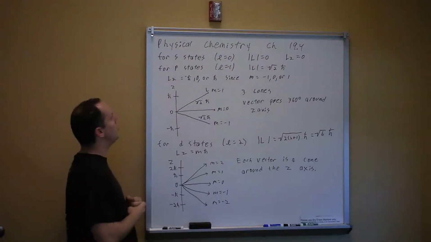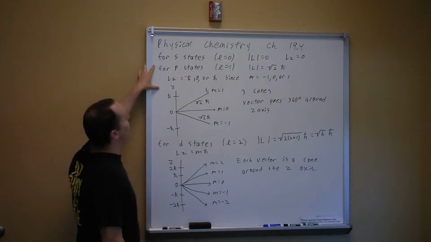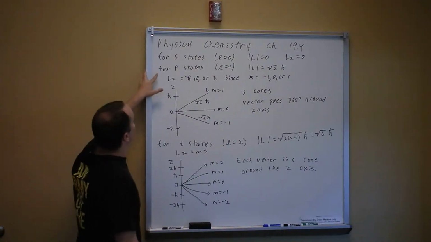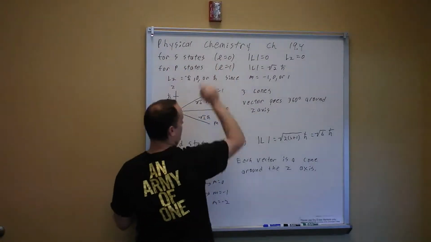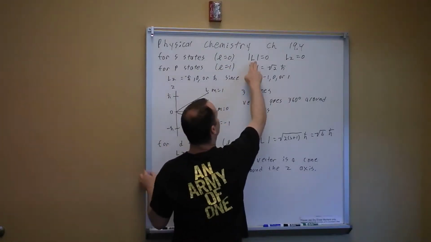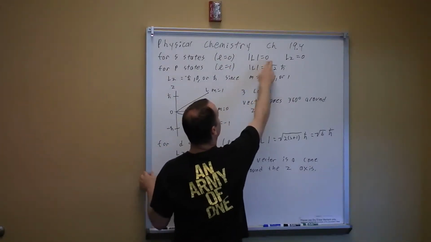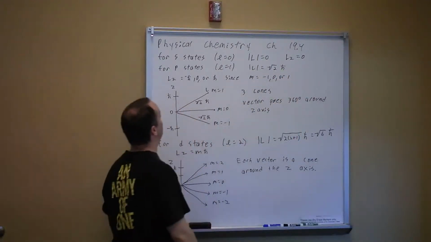Continuing on physical chemistry, chapter 19, we're still in section 4. So we're still talking about the orbital angular momentum. For an S state, or an S shell, lowercase l, the quantum number, is going to be equal to 0. So the absolute value of L, or the magnitude of the angular momentum, is 0, and therefore the z component of L is going to be 0.